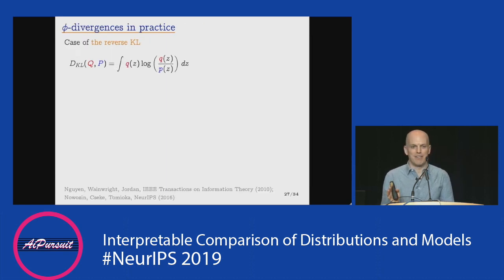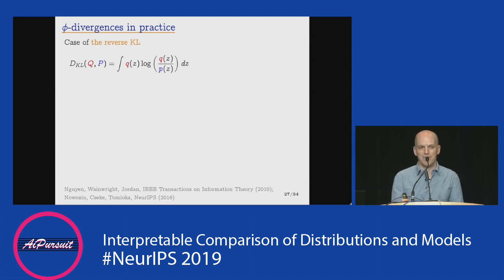Let's say that we're using a phi divergence in practice. I'm going to go with the reverse KL here. I need to express this in a way that I can compute so that I can then use it in a GAN. The approach we're going to take is given by the two papers that I've cited at the bottom of this slide.